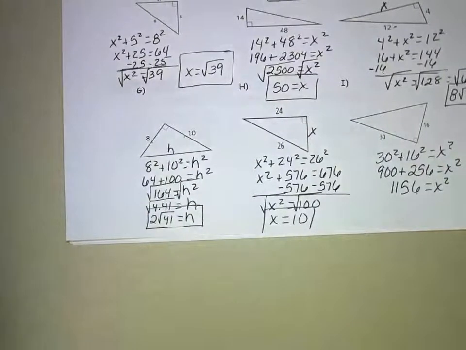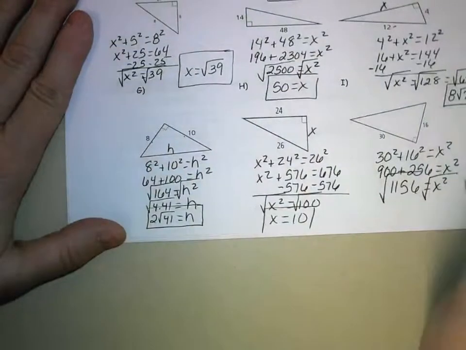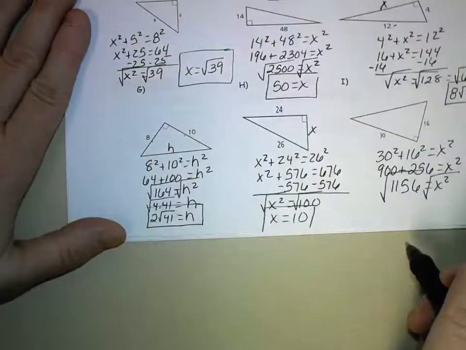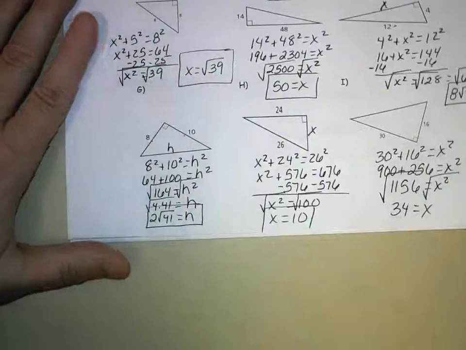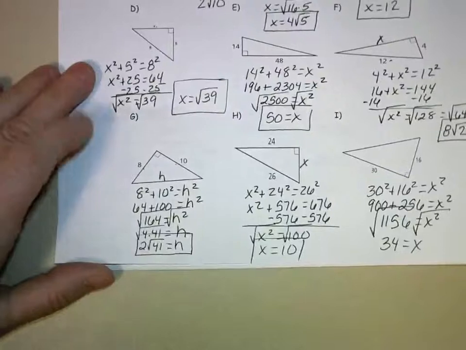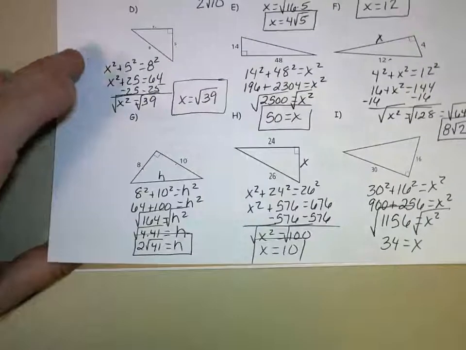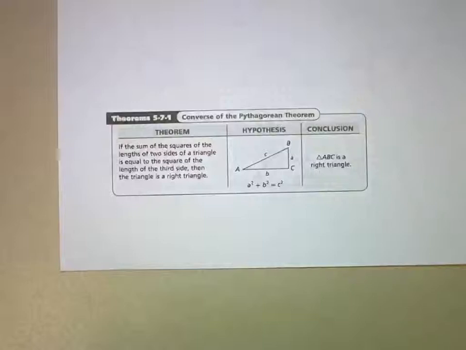And let's see. I wonder if 1156 is a perfect square. It is. When you square root both sides, the square root of 1156 is 34. And I didn't know that, so don't be upset if you didn't recognize that one also.